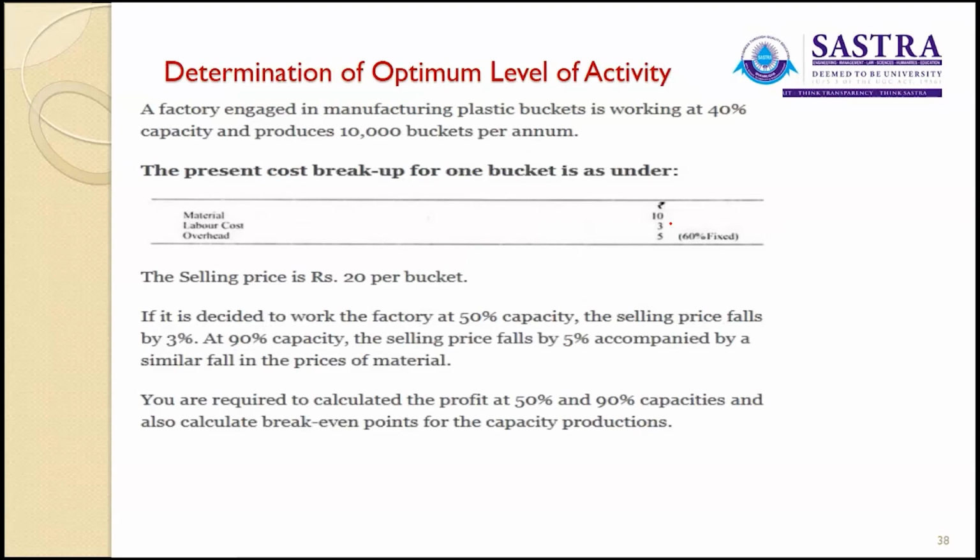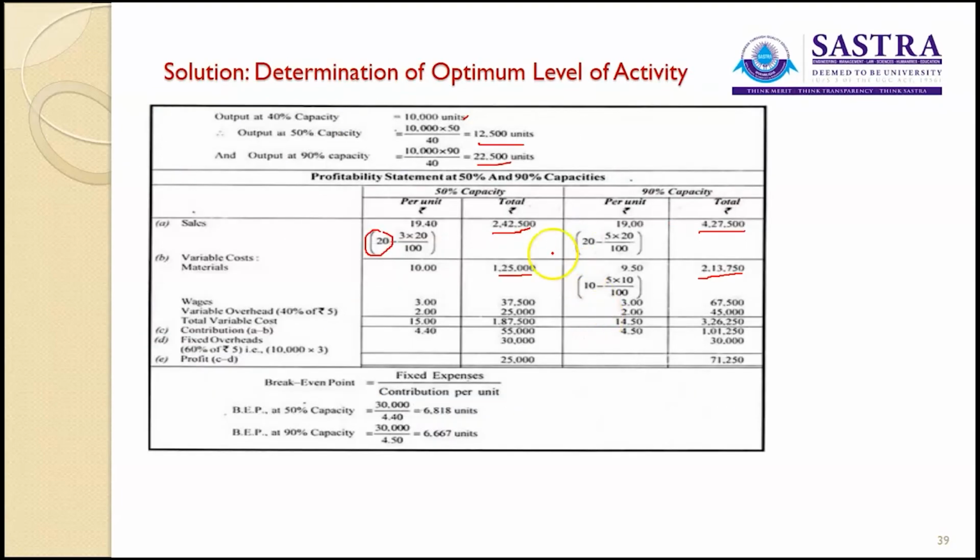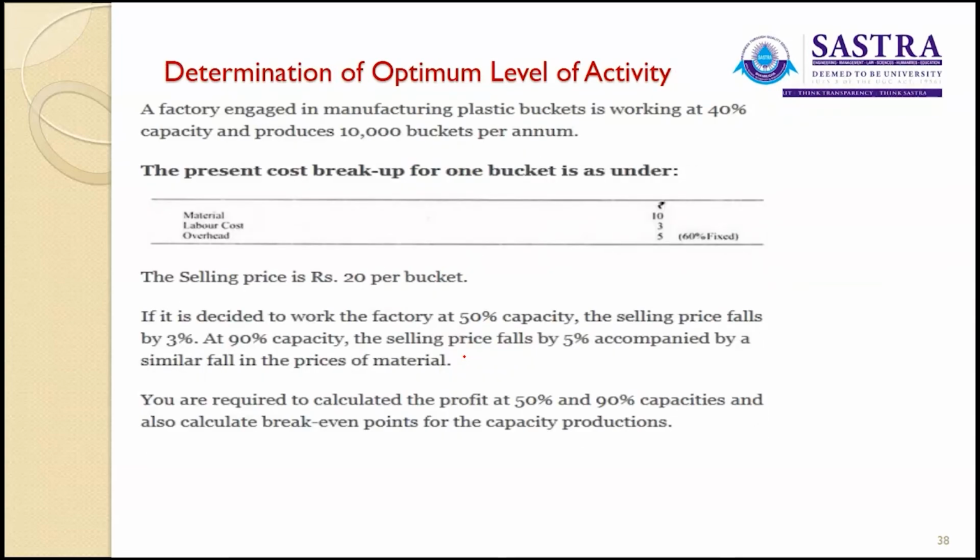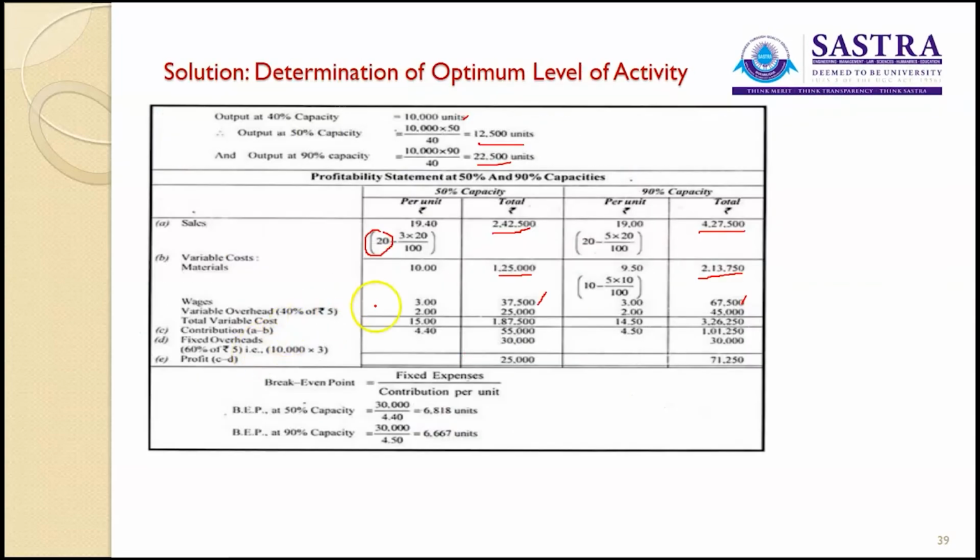See variable overhead. Labor cost is 3 rupees, multiplied by 12,500, you'll get 37,500. Multiplied by 22,500, you'll get 67,500. Variable overhead, they have given 60% as fixed here. So 40% of your 5 rupees is 2 rupees. Then multiply by 12,500, we'll get 25,000.